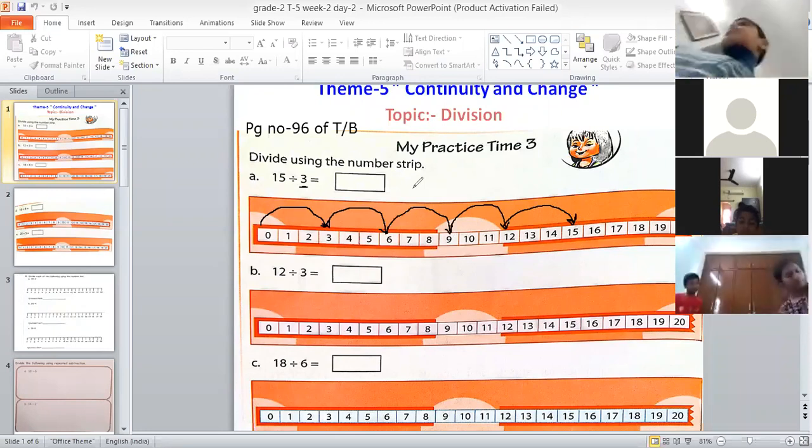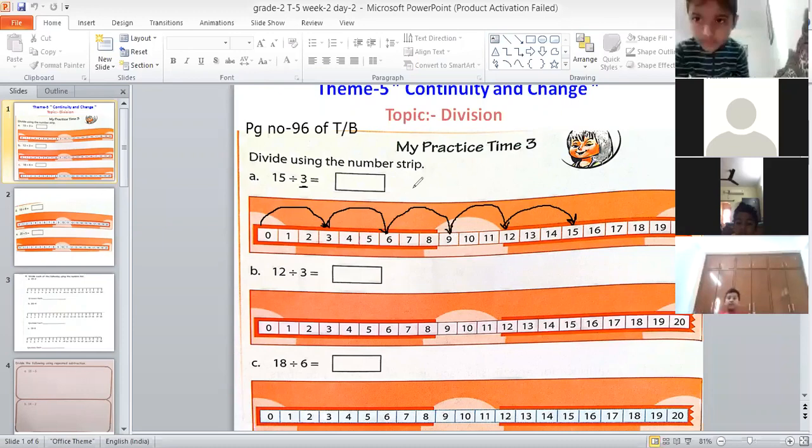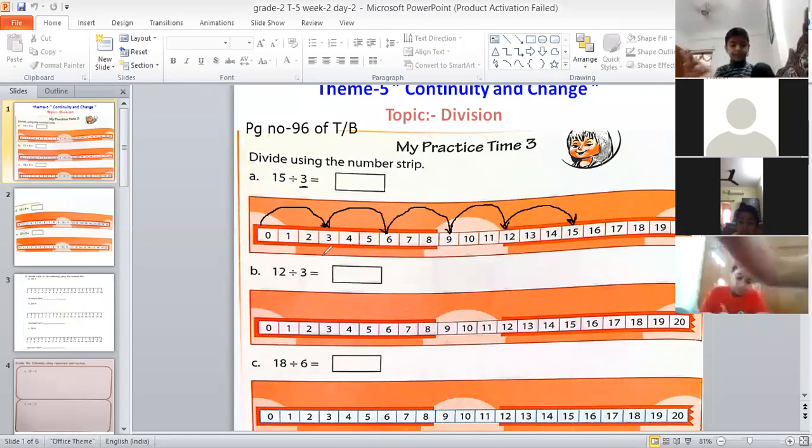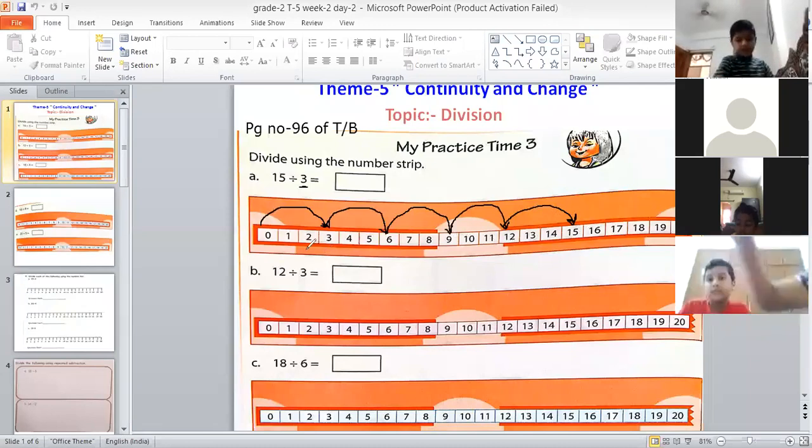Now we have reached number 15, and according to the question also, we have to divide 15 by 3. So this means we have to divide number 15 by counting 3 steps forward.